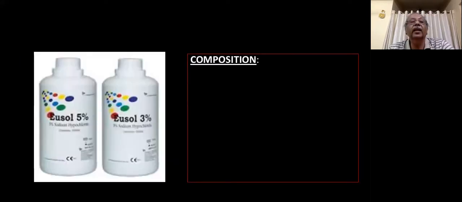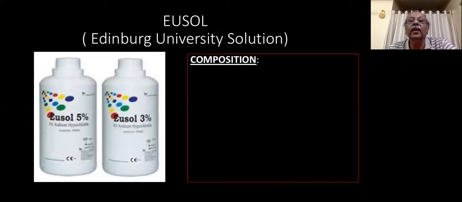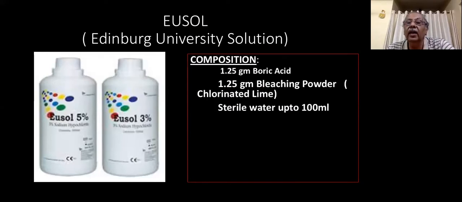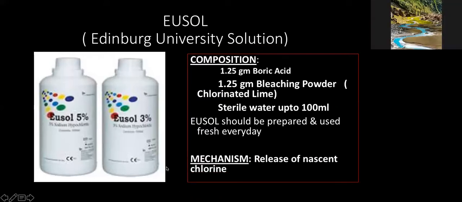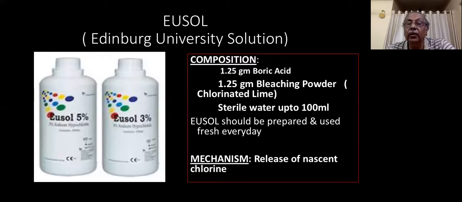Another favorite thing is the U-Sol. What is U-Sol? It is Edinburgh University solution. What does it contain? 1.25 gram of boric acid and 1.25 gram of bleaching powder, that is chlorinated lime, in sterile water up to 100%. U-Sol should be prepared and used fresh every day. That is very important because you cannot keep it for many days. So your pharmacy should be able to prepare U-Sol solution.